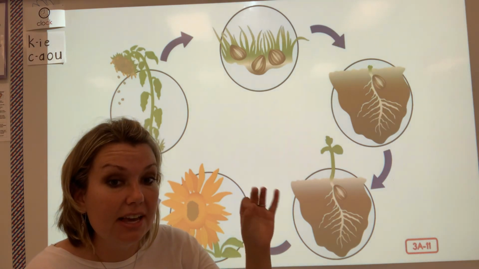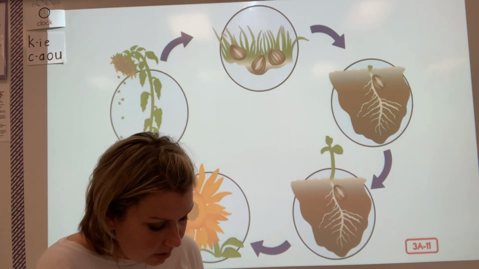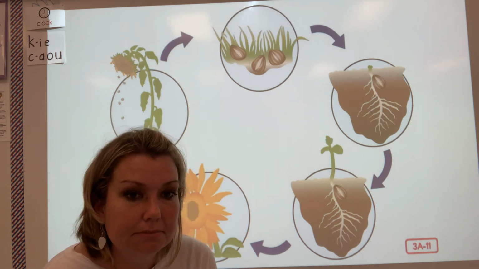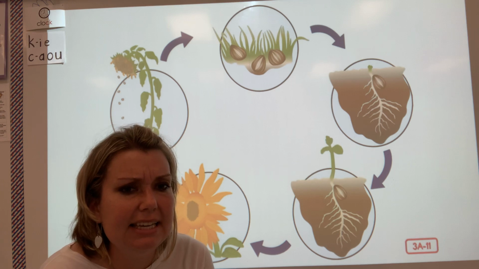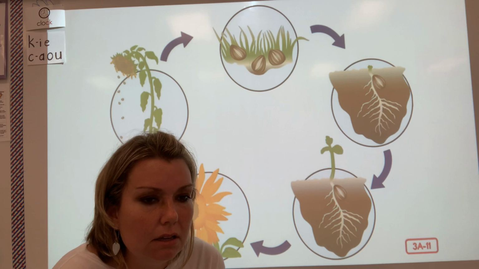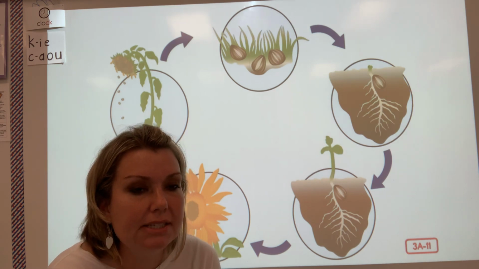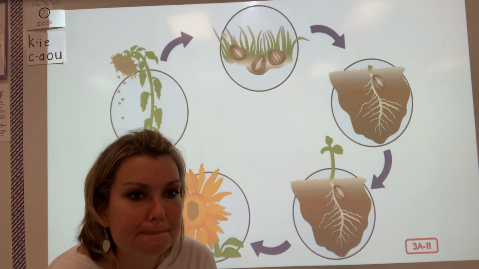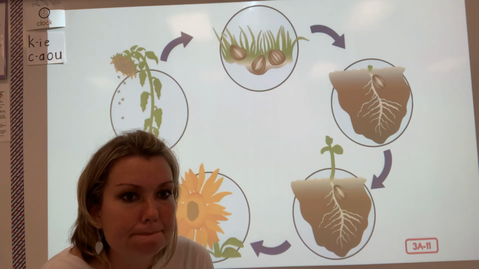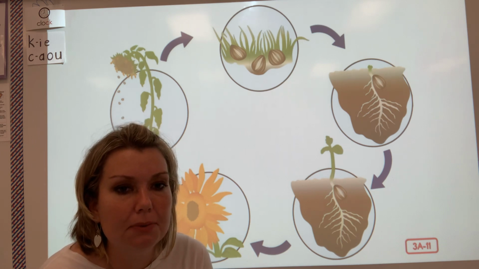Water, air, and sunlight. Very good. Water, air, and sunlight. What is a seedling? What's a seedling? What is a seedling? Let's see. Austin, do you know what a seedling is? No. No? Okay, let's see if we can get someone to help you out.